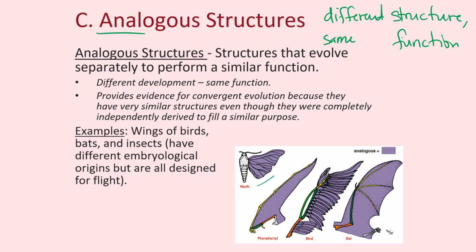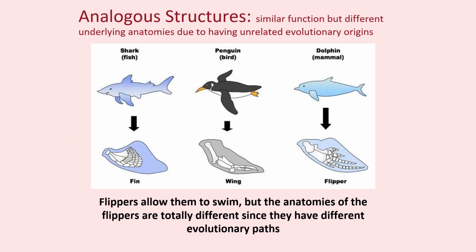So we see here very different pterodactyl, bird, and bat wings. Okay, but what do all these wings have in common? They are meant to fly. Here's an additional example. We have the shark fin, the wing of the penguin, and the flipper of a dolphin. They're all used to support swimming.